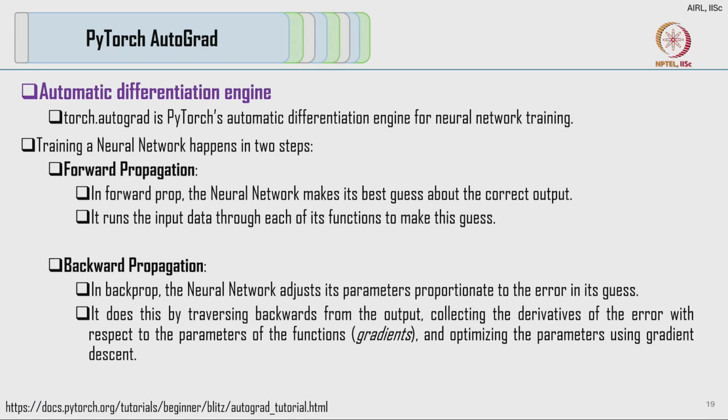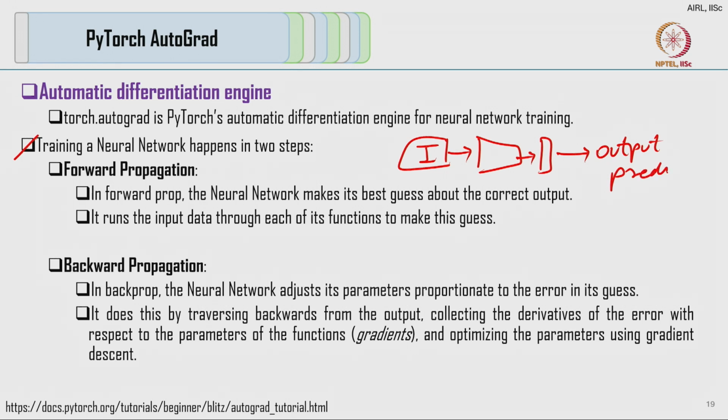Okay. Now let us focus on the Autograd functionality in PyTorch. Whenever we are training a neural network, essentially there are two steps. The first step is that once we have defined an input and it passes through the neural network, we have an output prediction, right. In the forward propagation, the neural network takes the input and tries to make the best guess, which is essentially the output prediction, right.